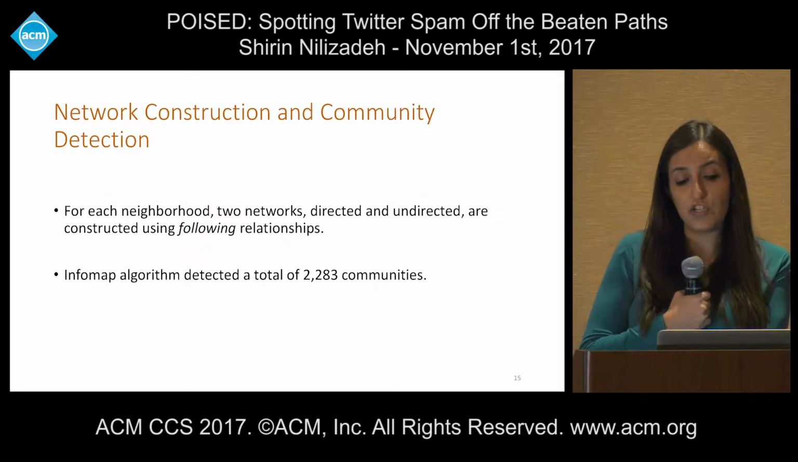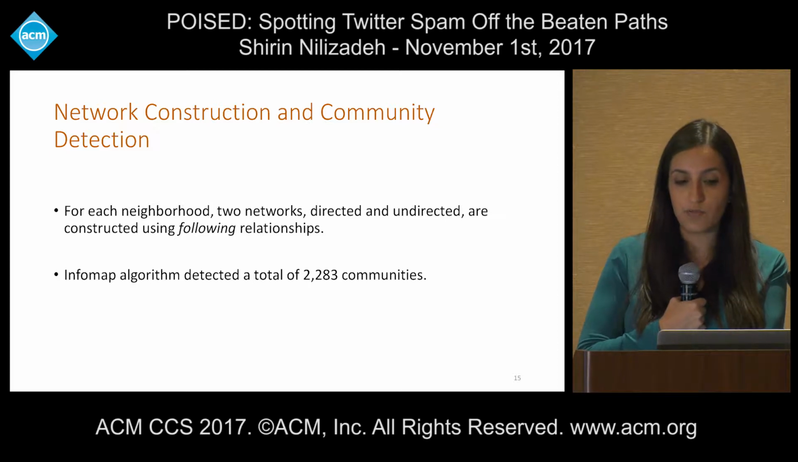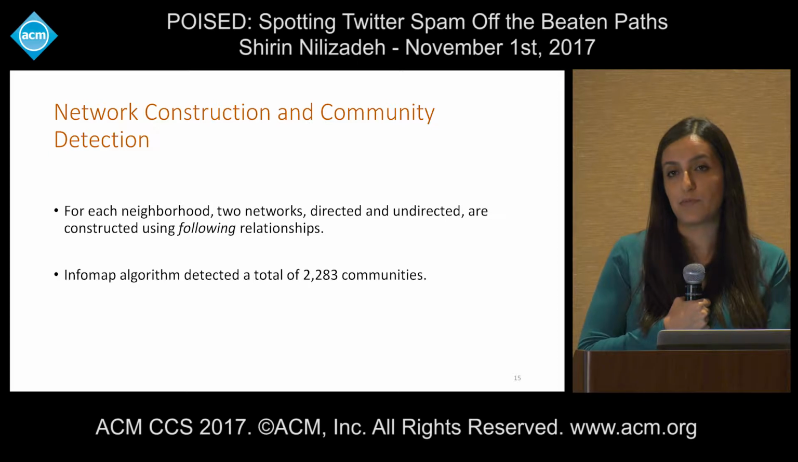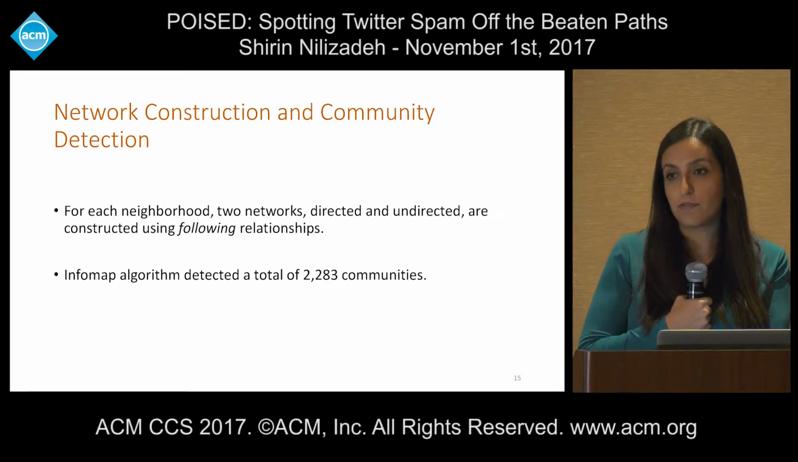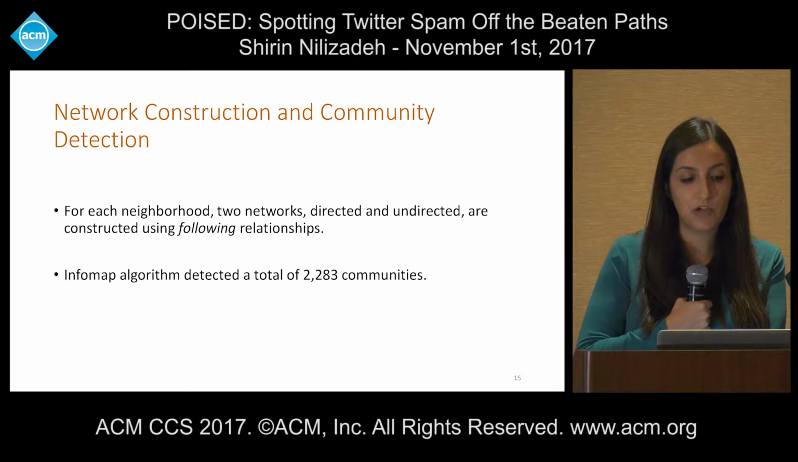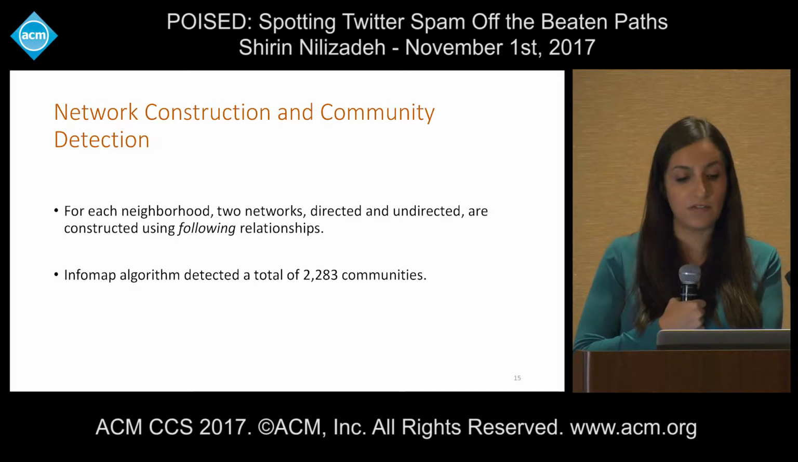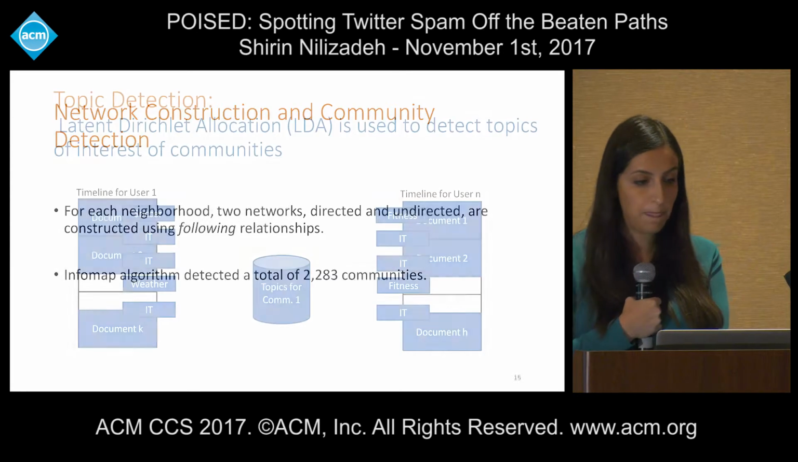Then for each neighborhood, we constructed 2 networks, directed and undirected, using the following relationship between users inside the neighborhood. And for detecting communities, structural communities, we use a very well-known community detection algorithm called InfoMap. And using that, we detected a total of 2,300 communities.